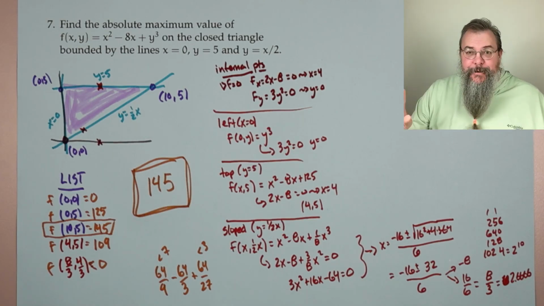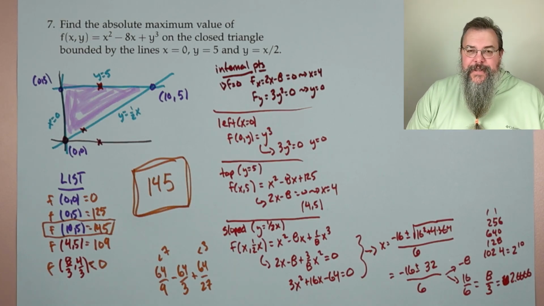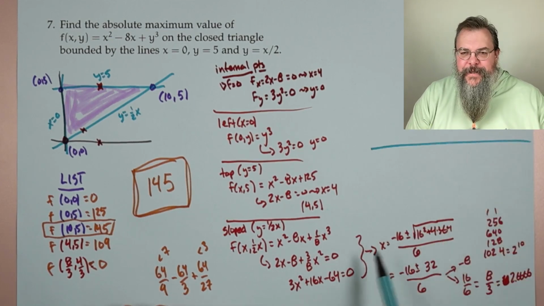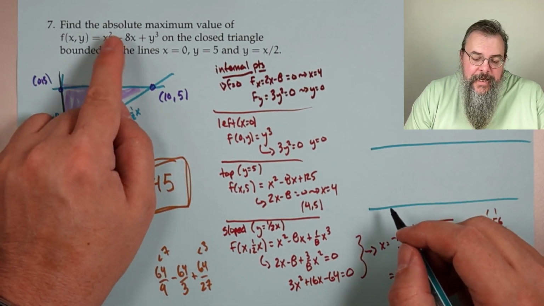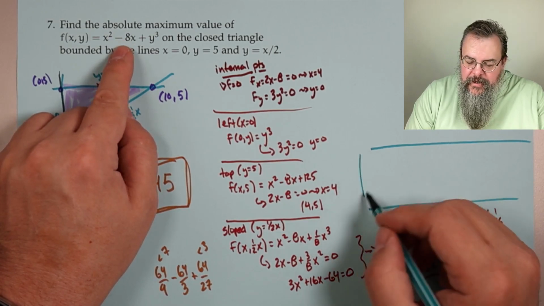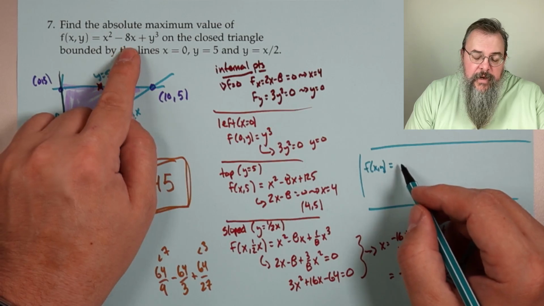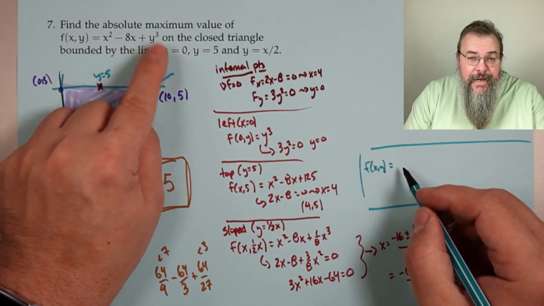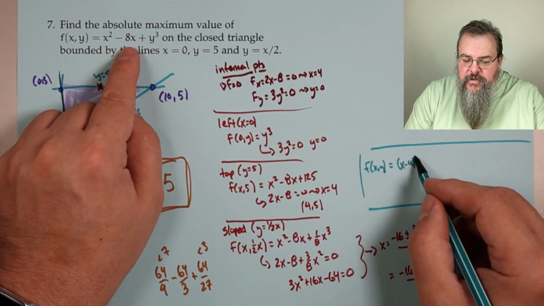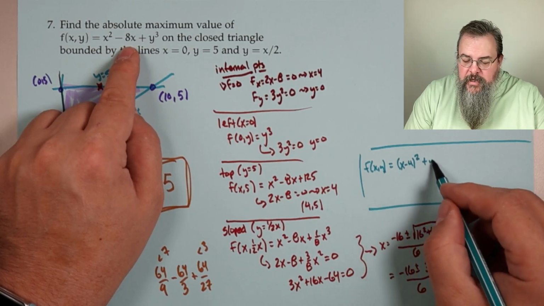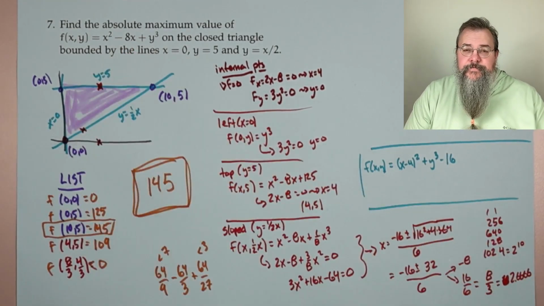Realistically, this is not how we'd solve this. There's actually a much easier way to see the answer. So I want to point out that there are simpler tools. Look at this expression. If we did completing the square here, f of x, y, I can think of this as x squared minus 8x plus 16 minus 16. So that would make this x minus 4 squared plus y cubed minus 16.